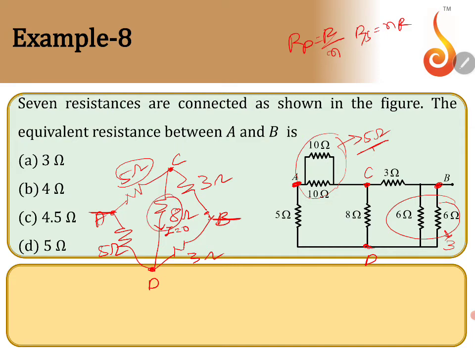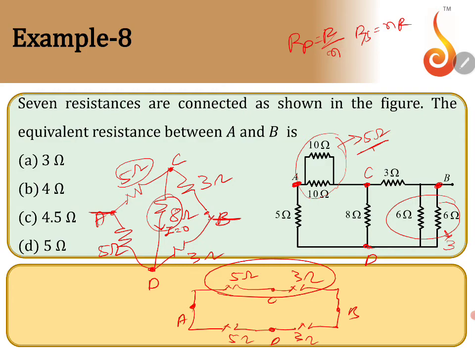You can remove it. If we remove it, I can say that from A there is a 5 ohm resistance connected to C. From C to B there is again a 3 ohm resistor. From A to D we have a 5 ohm resistor. From D to B we have a 3 ohm resistor. Now how are these two resistors connected? They are in series, so the effective is 8. And these two are also in series, effective is 8. 8 and 8 are in parallel, so the effective will become 8 by 2, which is equal to 4 ohms. The correct answer is option B, 4 ohms.